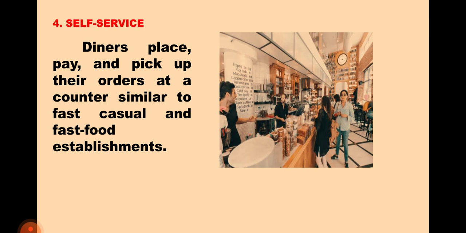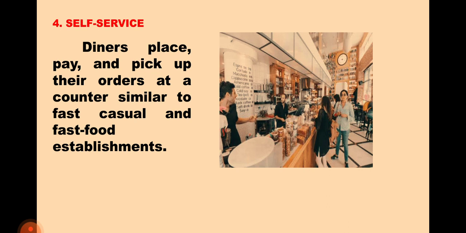And the fourth style of service is the self-service. Diners place, pay, and pick up their orders at the counter, similar to fast casual and fast food establishments. This usually happens in fast food like McDo, Chowking, and Jollibee, where you choose your orders, pick them up, maybe dine in or take out, and pay for your order at the counter.